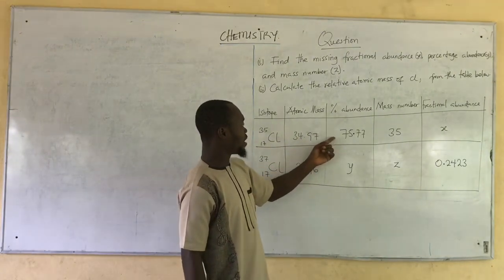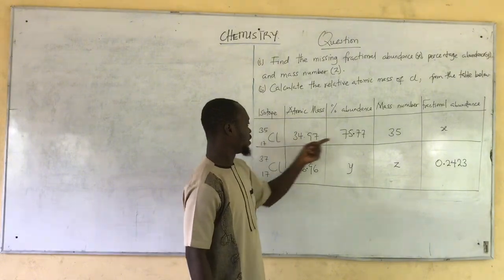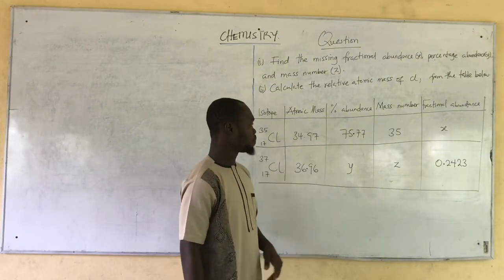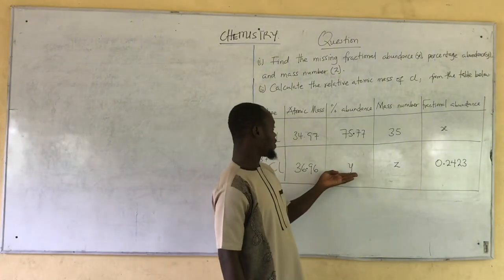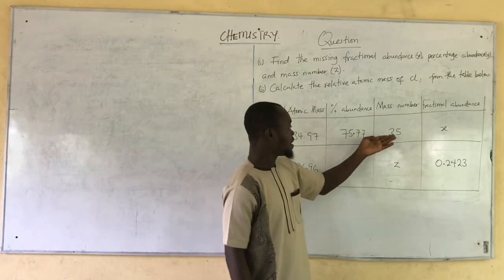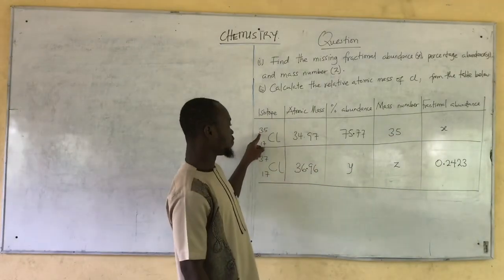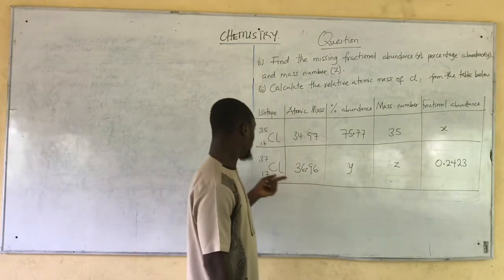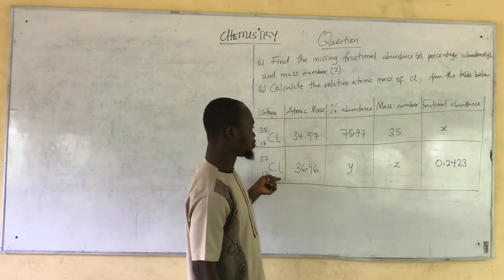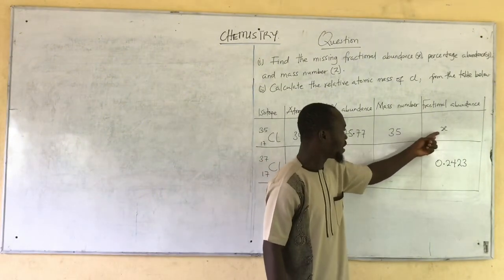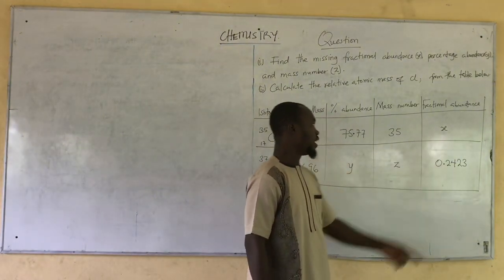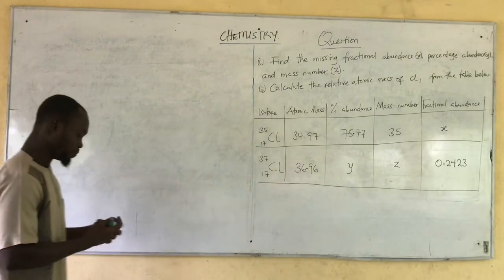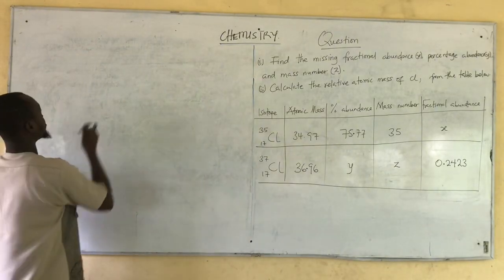Here the percentage abundance of the first chlorine is 75.77%, and then that of the second one we don't know. The mass number for the first one is 35. The mass number for the second one, they said we should write it, we don't know. And then the fractional abundance was not given for the first one. The second one was given as well. Now, let's look at the solution to this question.